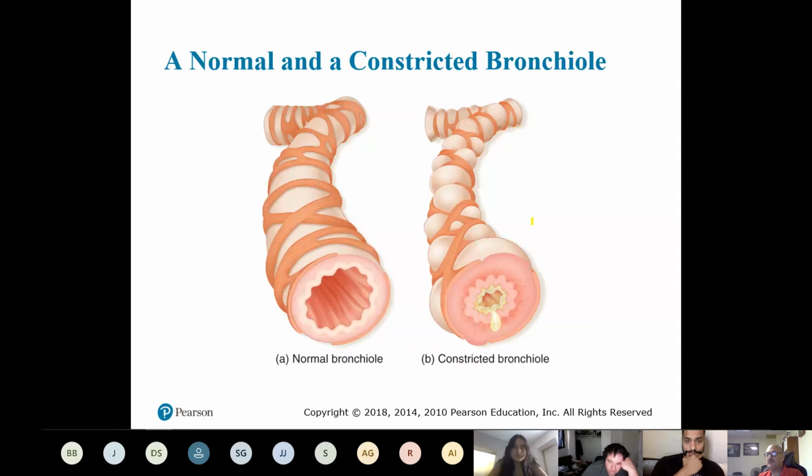So here we see the normal and the constricted bronchial. Now, there could be a disease process like an allergic reaction that's causing that bronchial to constrict, to get smaller. And then you throw in asthma, and what's going to happen is you're going to have mucus building up within that bronchial. So somebody mentioned wheezing earlier. Well, that's what wheezing is.